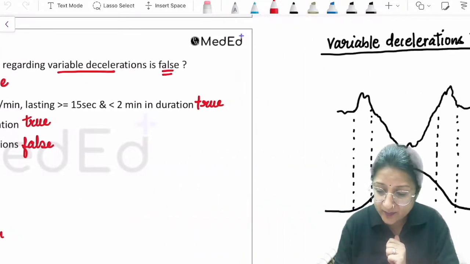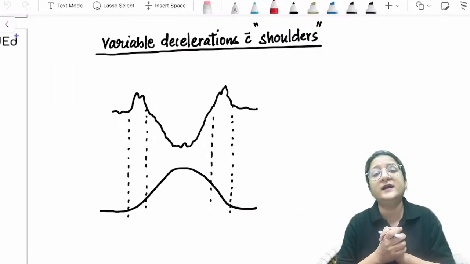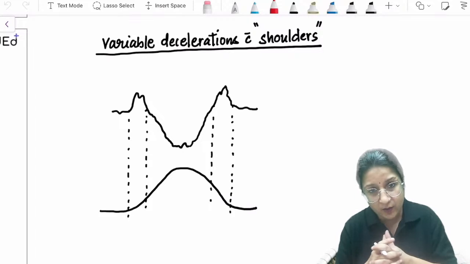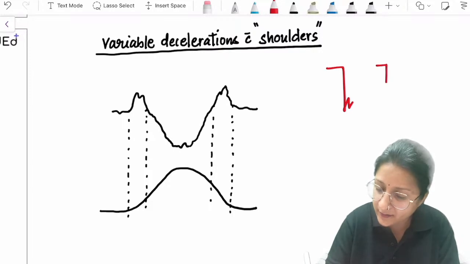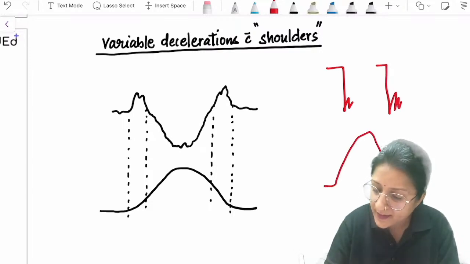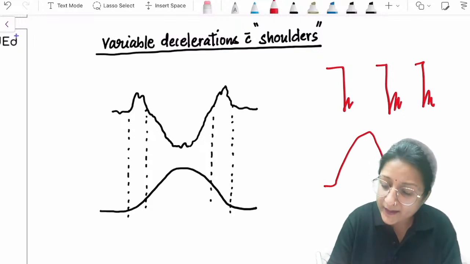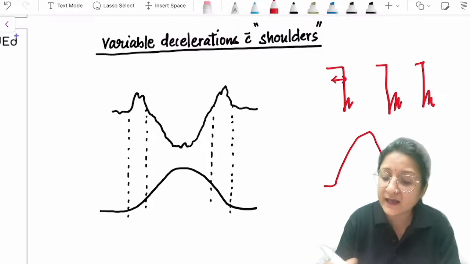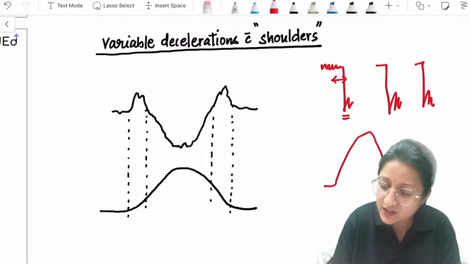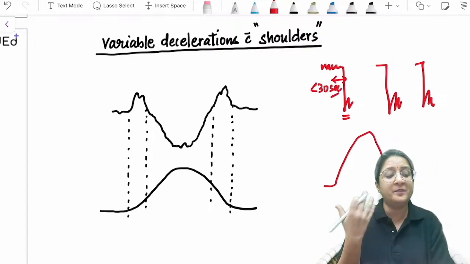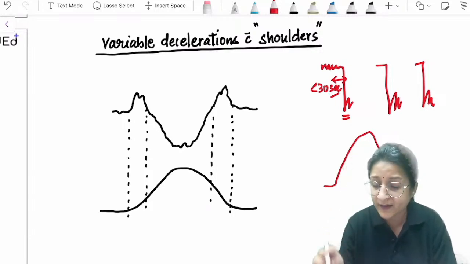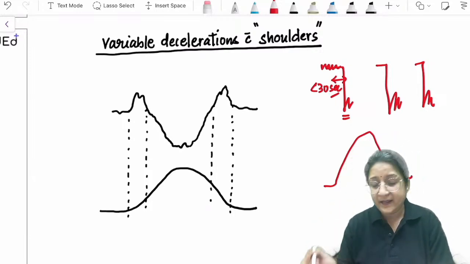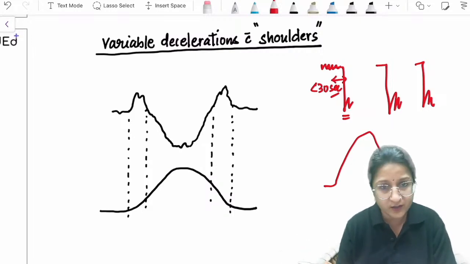Let me give you an example. Have a look at this example here. This is called variable deceleration with shoulders. Variable deceleration is very rapid; the fetal heart rate will quickly come down. Quickly coming down means the time taken for the fetal heart rate to reach its lowest point would be less than 30 seconds. That is what abrupt means. And they can come anywhere along with the contractions as well.